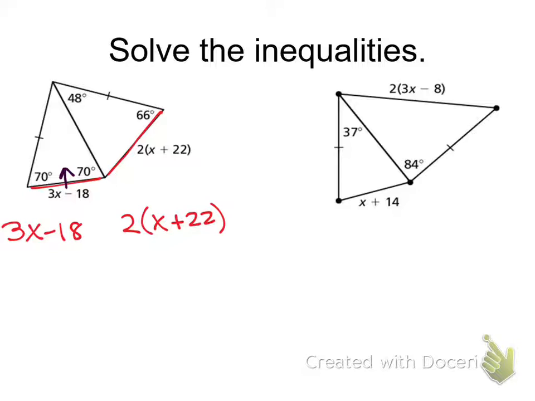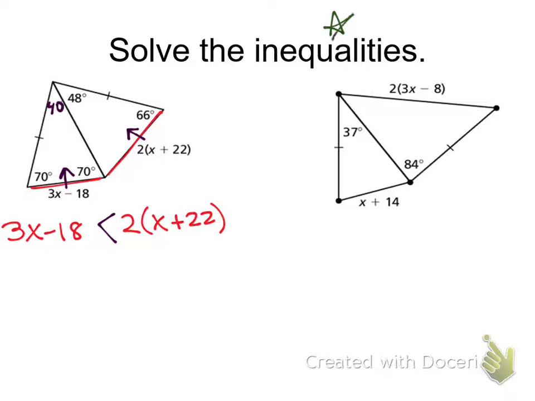So in this case, 3x minus 18 is across from this angle. How can we figure out the measure of that angle? Add and subtract. So 70 and 70 make 140, subtract from 180, and that angle is 40. Whereas this angle is across from 48. So what inequality sign am I going to put in between them? Less than.